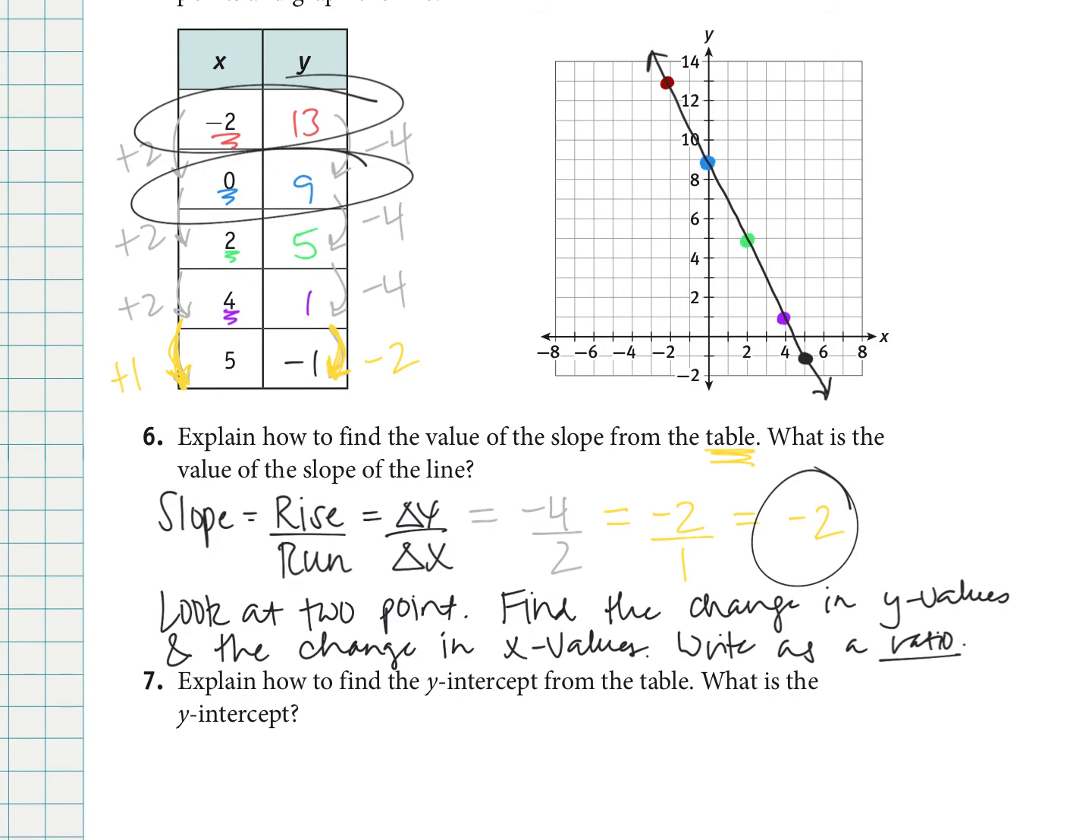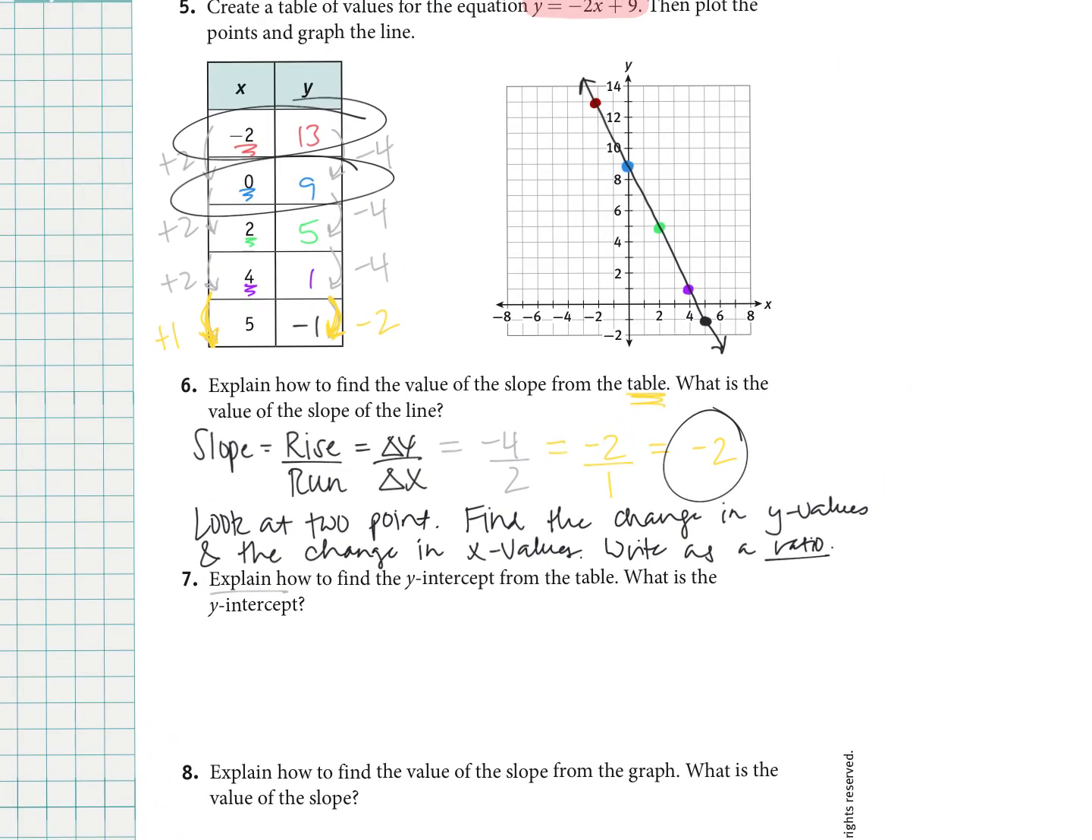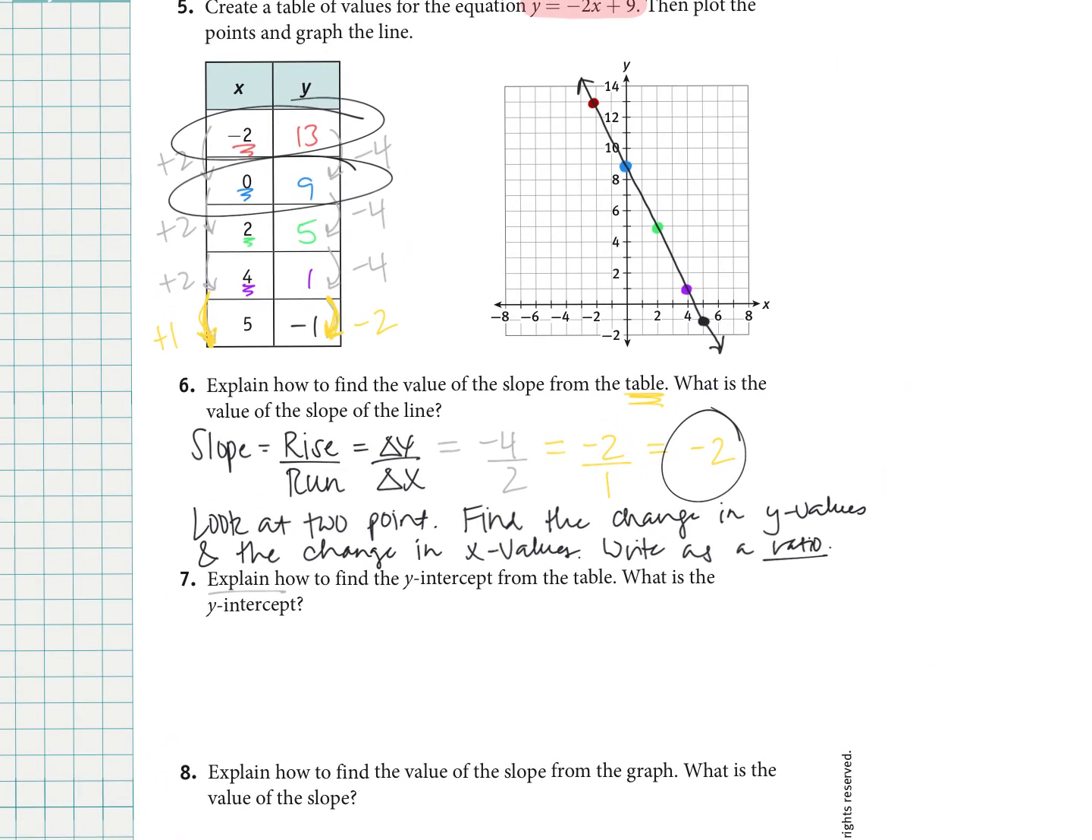Let's go ahead and start looking at number 7x. It wants us to explain how to find the y-intercept from the table. I think you got this. Go ahead and pause the video here and tell me how you can find the y-intercept from our table above. All right, so hopefully you were able to find out that our y-intercept is going to be 9, y equals 9, or you could have written the point 0, 9.